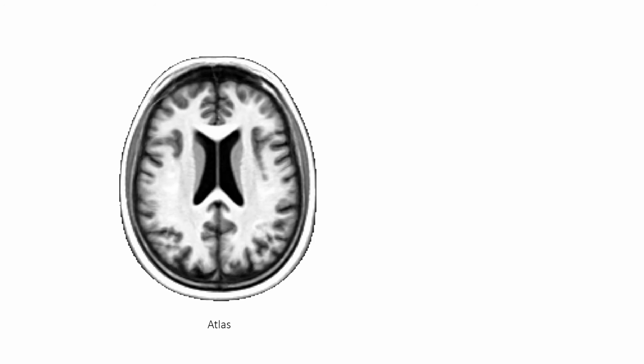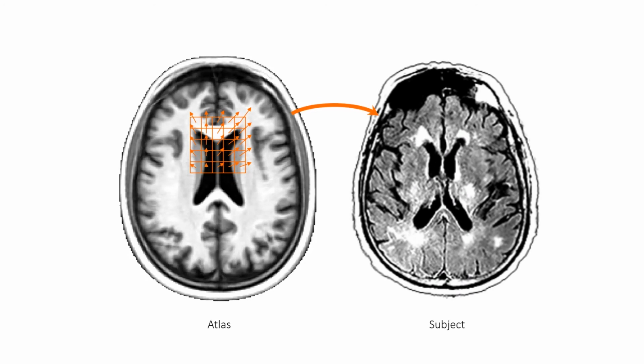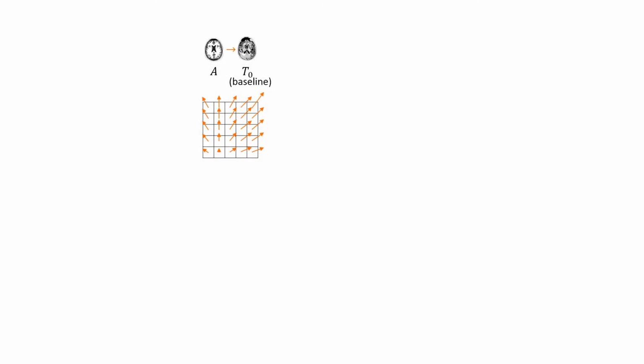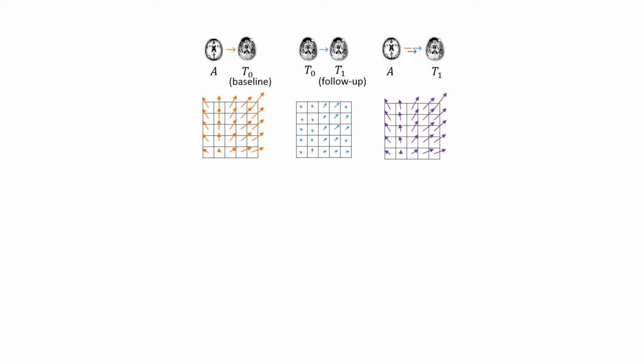We represent the subject MRI as a deformation from an atlas. So at every location we have some displacement that tells us how that voxel should move to form the new subject image. So we have a displacement field from the atlas to the baseline scan, and from the baseline a small displacement field leads to a follow-up later scan of the same subject. Combining these two warps gives us a displacement all the way from the atlas to the follow-up scan.